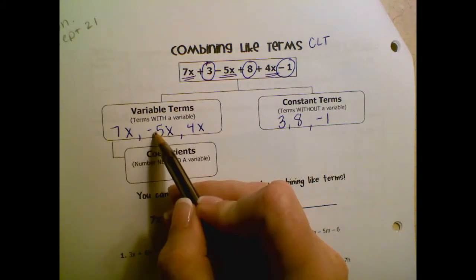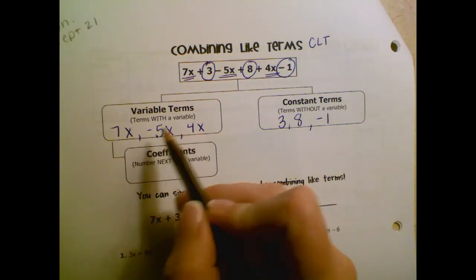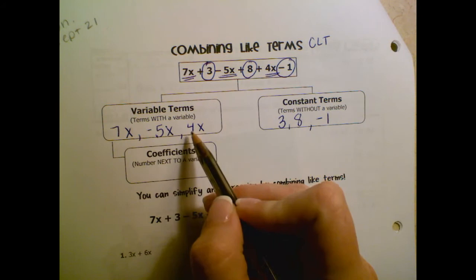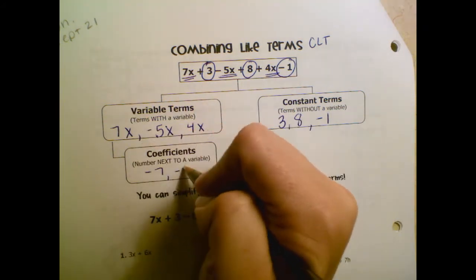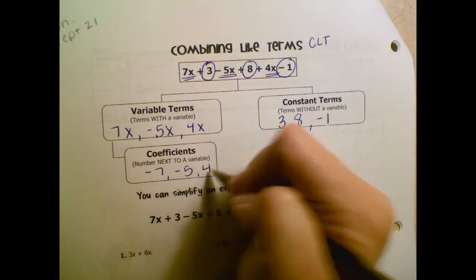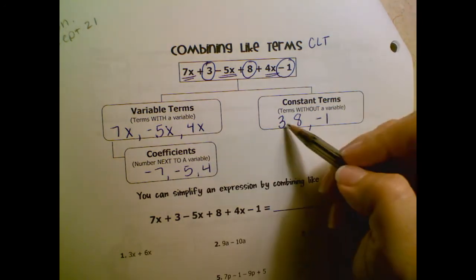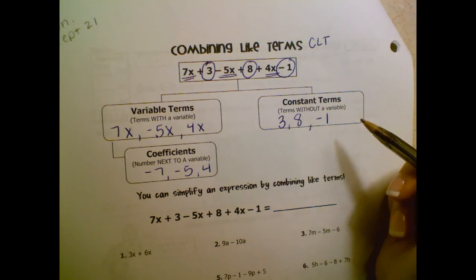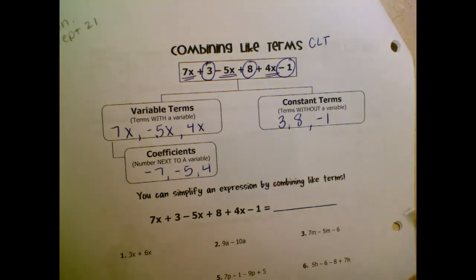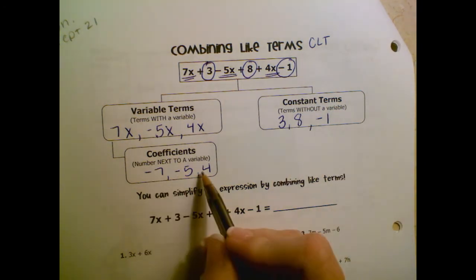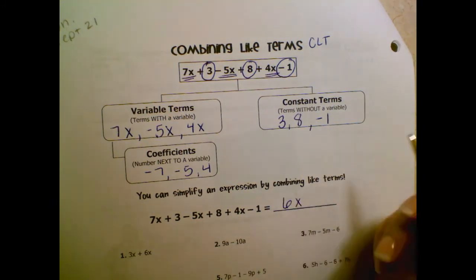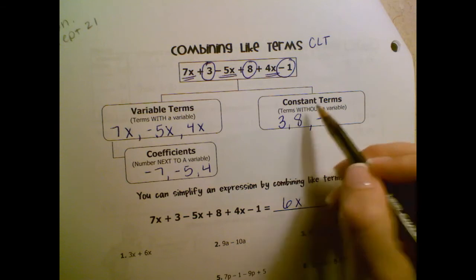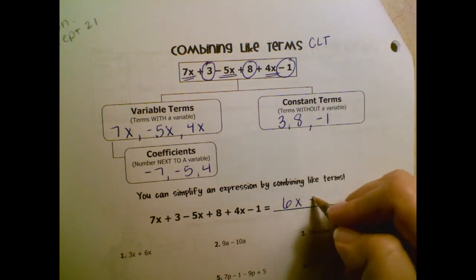So 5 plus negative 4, 7 plus negative 5 plus 4. And then these are already, they don't have any coefficients. So again, just adding all of these numbers together, we should get 6x. And then adding all of these numbers together, we get 10.